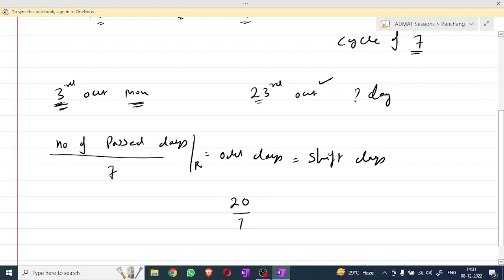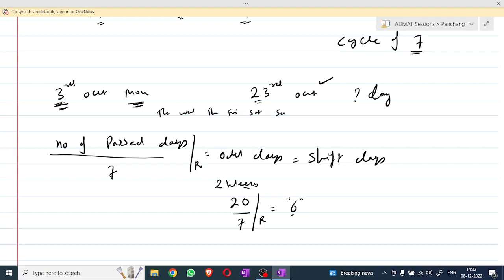20 days have passed. When I divide it by 7, try to understand 2 weeks are gone. I do not care for that. After 2 weeks are gone, there are 6 additional days. There are 6 days of shift. So if I was on Monday, the first shift will be Tuesday, second will be Wednesday, Thursday, Friday, Saturday, and Sunday. First, second, third, fourth, fifth, and sixth. So I'll have to perform 6 shifts from Monday to arrive on my answer, and the answer would be Sunday. 23rd of October would be Sunday.